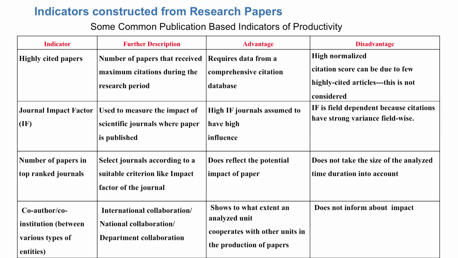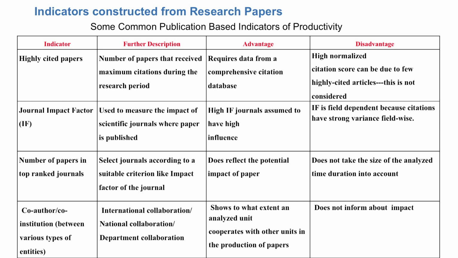Number of papers in top ranked journals is important to capture, that is, how the papers of a particular institution are getting placed in the top ranked journals, to see whether you are able to publish in these high impact journals or not. But it sometimes does not take the size of the analyzed time duration into account, and there are other issues of really measuring what the journal impact factor is, and whether it truly measures the impact of a journal or not.